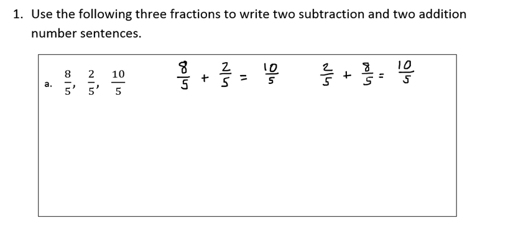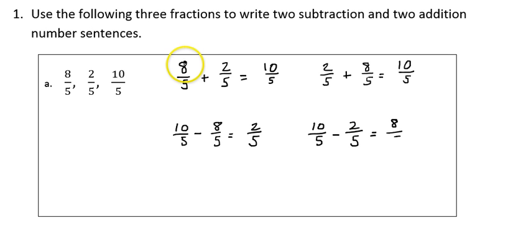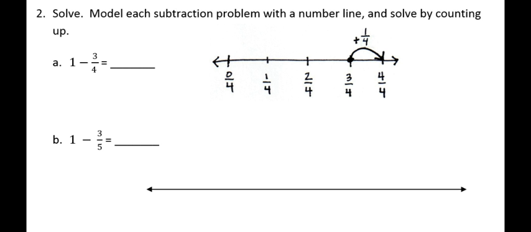For subtraction, I'm going to start with the 10/5. If I take 8 of those pieces away, 8/5, I am left with 2/5. Or if I start with 10/5 and I take 2 of the pieces away, that leaves me with 8/5. So there's my 2 addition problems and 2 subtraction problems. In the next section, we're going to solve subtraction problems on the number line by counting up.